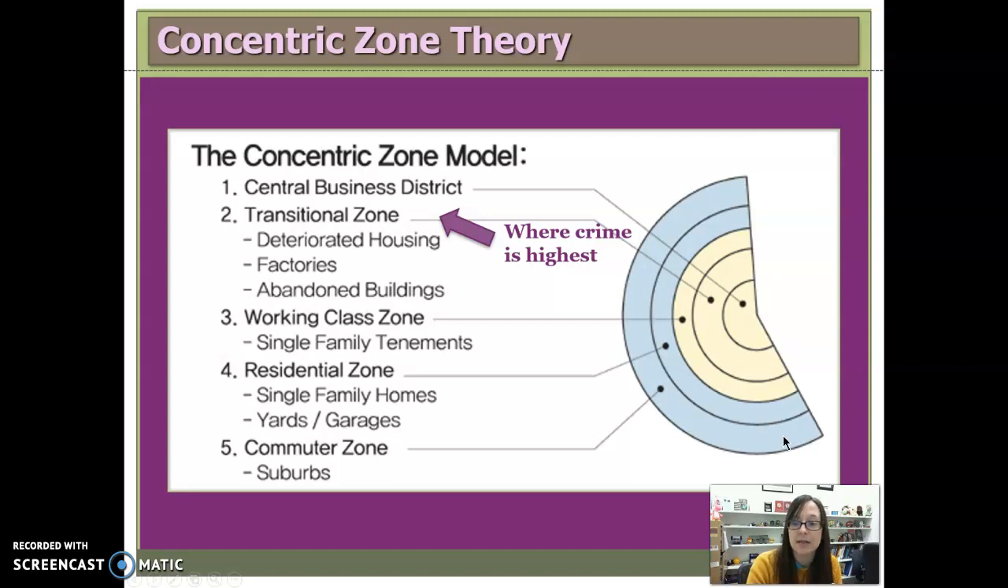And then you go out to the suburbs in the commuter zone. This is the lowest crime rate, because this is where the richest people live, with the biggest yards and properties and gated communities. That's our suburbs, so crime is the lowest. So you've got the central business district where you don't really have crime because people don't live there. But then starting from the transitional zone, moving outwards, you have crime at the highest at the transitional zone and then lower and lower crime rates as you move farther from the central business district.